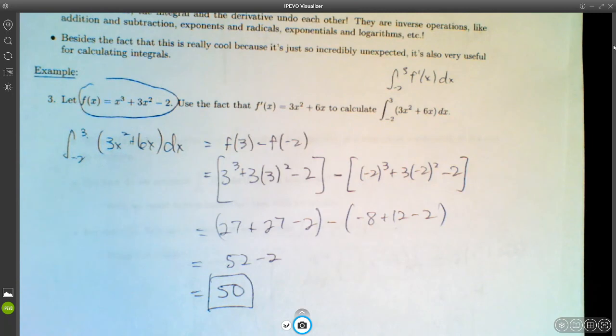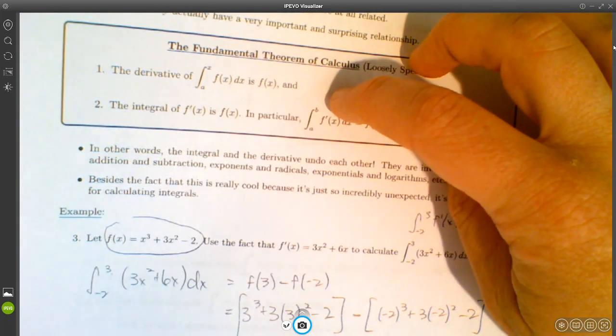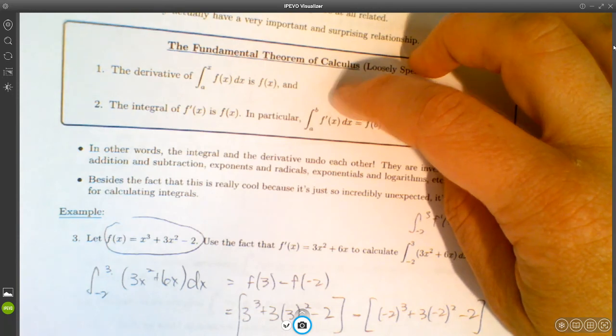But anyway, I just think it's really interesting. The fundamental theorem of calculus is really interesting. Derivatives and integrals undo one another. It's a really interesting fact.